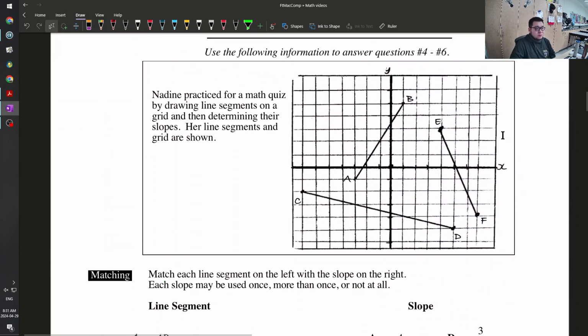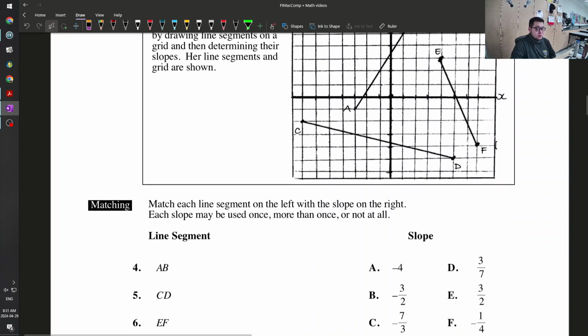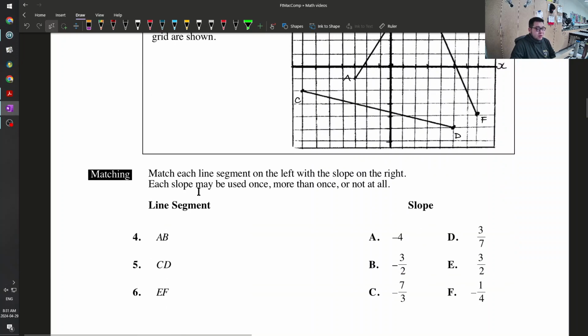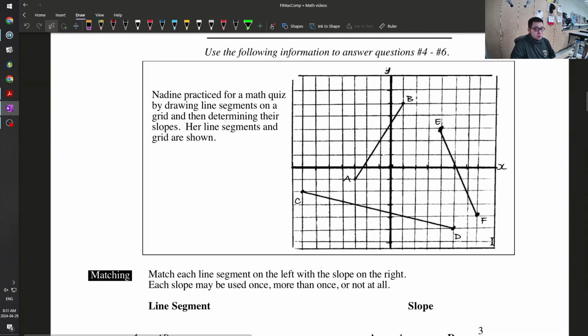Alright, use the following information to answer the 4 questions. Nadine practiced for a math quiz by drawing line segments on a grid and then determining their slopes. Her line segments are shown. Match each line segment with the slope on the right. Each slope might be used once, more than once, or not at all. So they just calculate the slope.